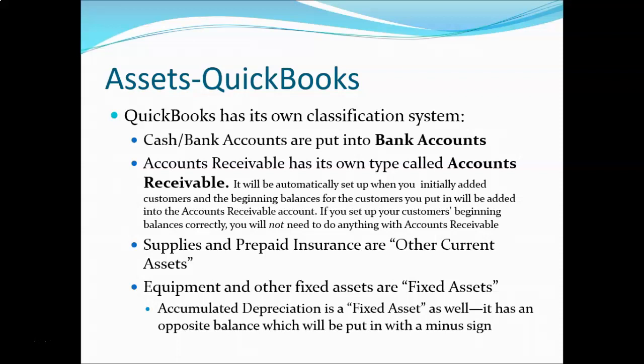But any opening balance you put in will have to be put in with a minus sign to show that it's an opposite balance. So if you have $1,000 in equipment and $100 in accumulated depreciation, equipment, you would put the equipment in there, call it fixed assets, put an opening balance of $1,000. Then the accumulated depreciation, you would set up that account, you would call it a fixed asset, but you would put a negative $100 as the beginning balance in it.